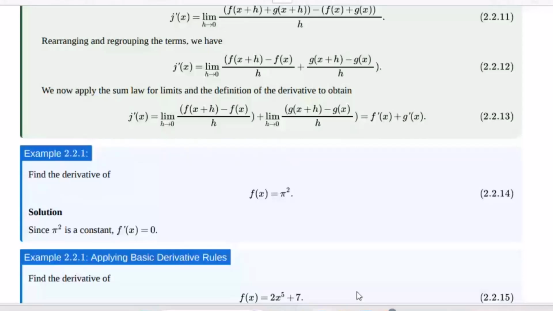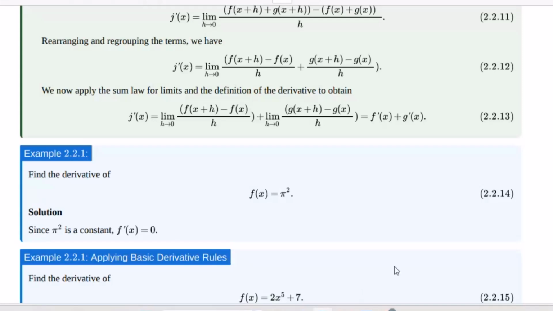Okay, is there anyone who has got an answer to this f of x, which is equal to 2x to the power 5 plus 7? Yes, sir. Anyone, please just share your answer with us. 10x to the power 4. Yes, sir. We agree.